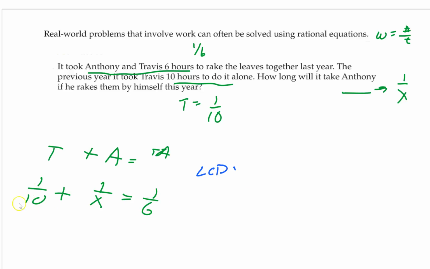And then in this case, what do 10, x, and 6 all go into? Well, think about 6 and 10. They both go into 30. That's the easiest thing to go into, 30. And then we need the x. So now it's your choice. You can multiply everything by the LCD, or you can just try to get them all to have the same denominator. It's really the same thing.